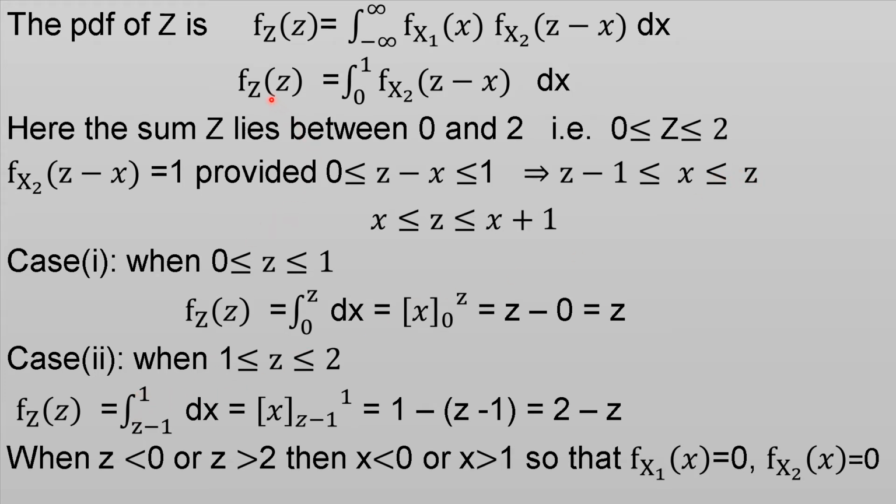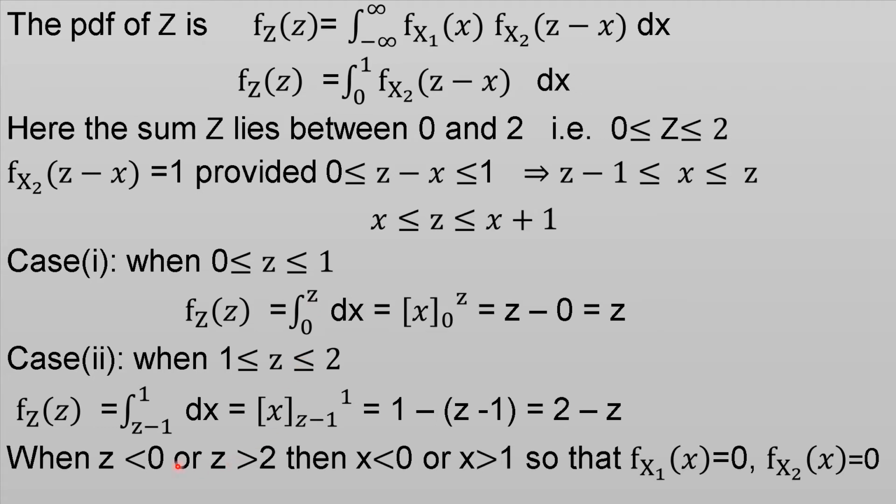So this integral will be fz of z is equal to integral from z minus 1 to 1 of 1 dx, or integral dx is x, difference at the upper limit 1 and lower limit z minus 1, so it will be 1 minus (z minus 1), which equals 2 minus z. Verify: when z is 1, fz of z will be 2 minus 1, or 1. Whether you use fz of z as z or fz of z as 2 minus z for z equal to 1, both will give the same answer. So that's why we have included 1 in both subintervals.